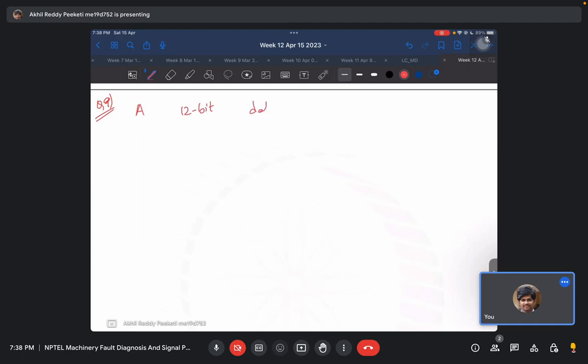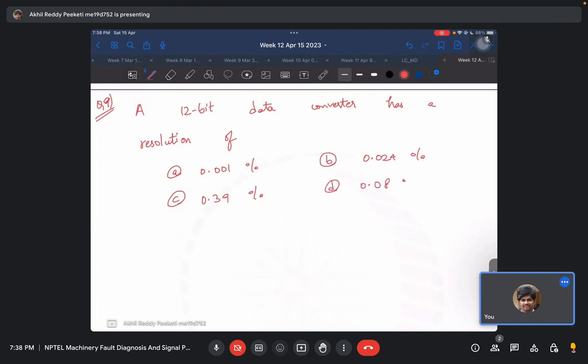A 12-bit data converter has a resolution of, the options are 0.001%, 0.024%, 0.39%, 0.08%.